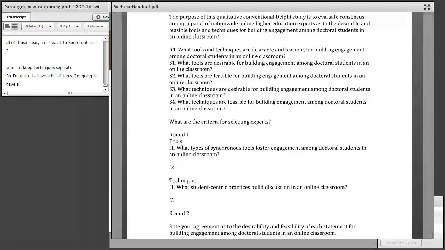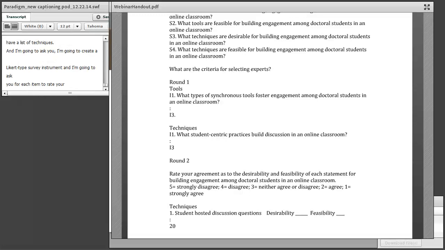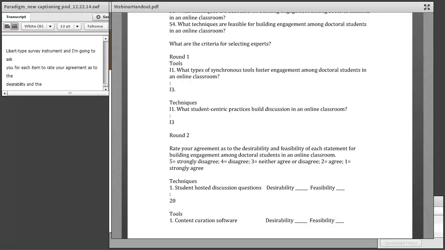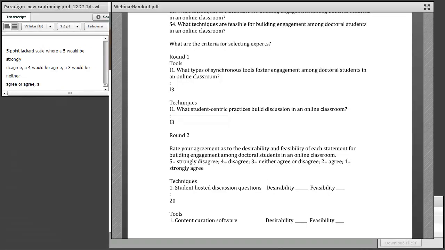And I'm going to create a Likert type survey instrument, and I'm going to ask you for each item to rate your agreement as to the desirability and the feasibility of each item. So here you'll see that I'm going to give you a 5-point Likert scale where a 5 would be strongly disagree, a 4 would be disagree, a 3 would be neither agree or disagree, a 2 would be agree, and a 1 would be strongly agree.